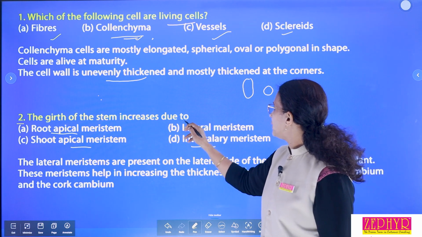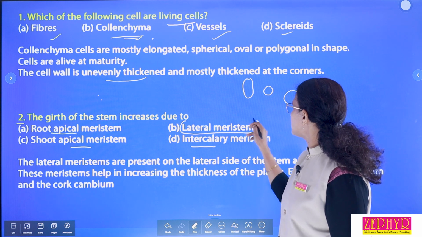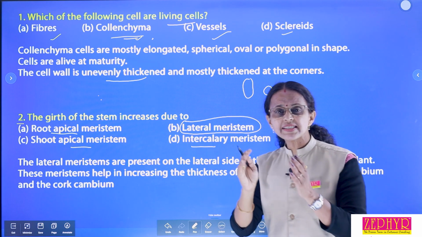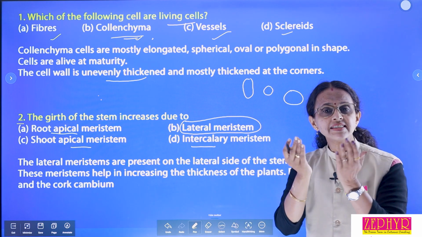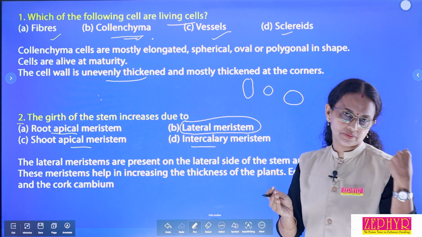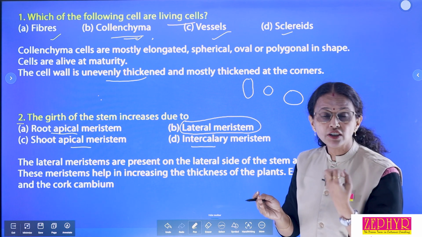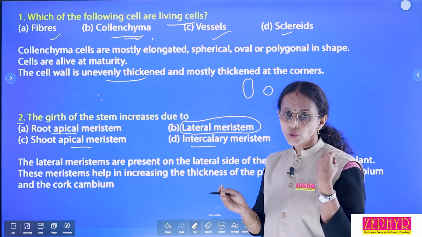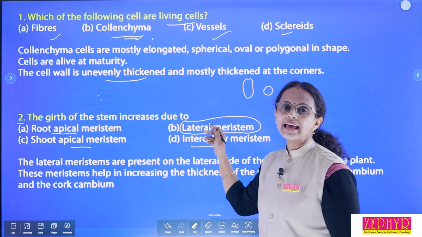Then option B is lateral meristem. Lateral meristem is present at the lateral side of the stem, which helps to increase the girth of the stem. So, the correct answer is lateral meristem.